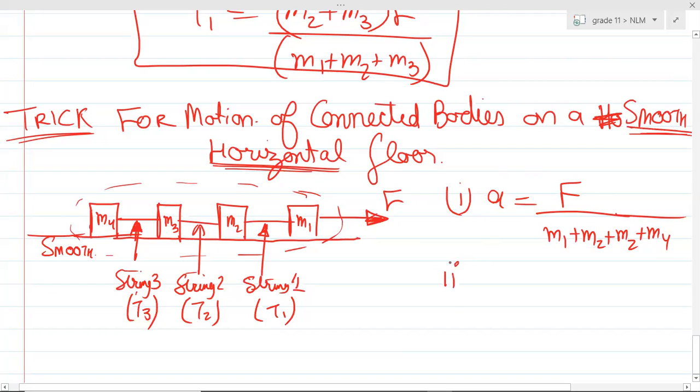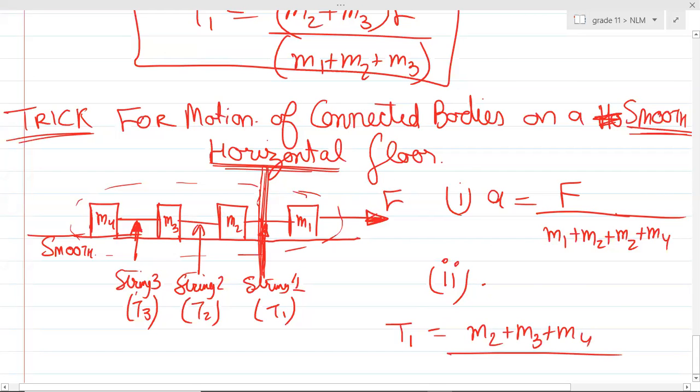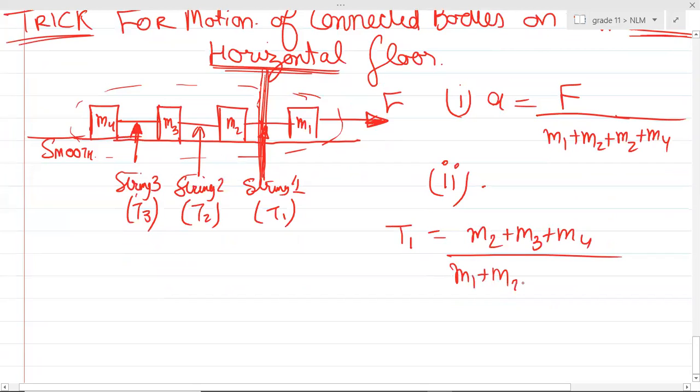Yeah, we know it. Now if I want to find out tension in string 1, then can you see I break the circuit from here. So this M1 is with F, and what is the remaining mass? Can you see you break it in the direction opposite to the applied force? Can you see M2, M3 and M4? So M2, M3 and M4 divided by the total mass, M1 plus M2 plus M3 plus M4, multiplied by F. This is your T1.